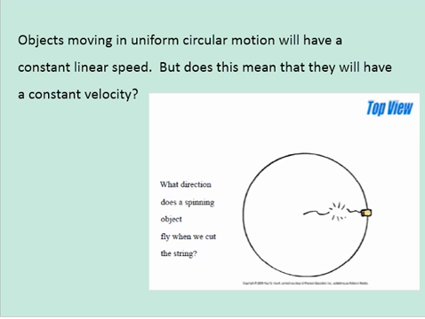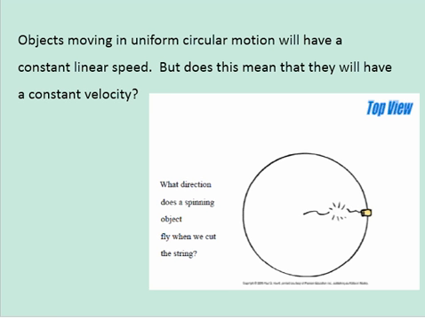So before we get going, let's ask ourselves a question. If we have an object moving in uniform circular motion, we know it's moving at a constant linear speed, but does that mean that that object has constant velocity? Well, remember that velocity and speed are related, but velocity includes direction information that speed does not. So in order for an object to be moving in uniform circular motion at a constant velocity, not only would it have to have that constant linear speed, but it would always have to be moving in the same direction.